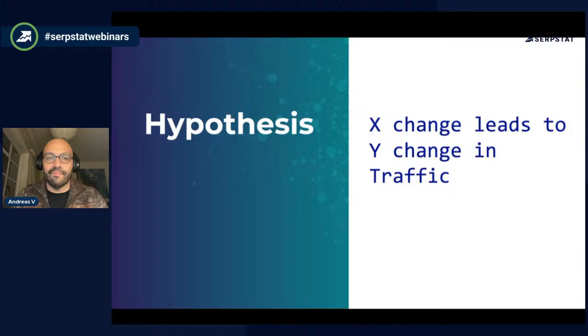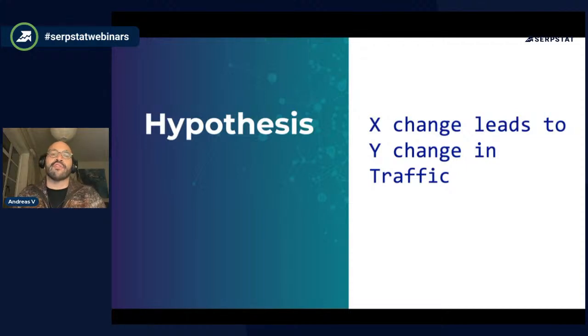So there's a hypothesis. That's the first thing. You need to form a hypothesis, otherwise you don't really have a split test. So your hypothesis would go along the lines of X change leads to Y change in traffic. Your X change is the SEO idea that you want to implement, and your Y change is whatever the impact is in your outcome variable.